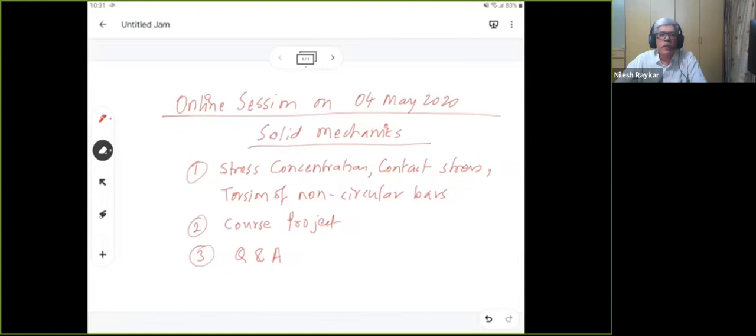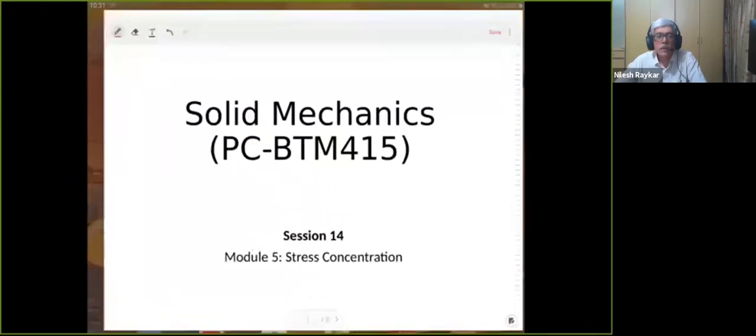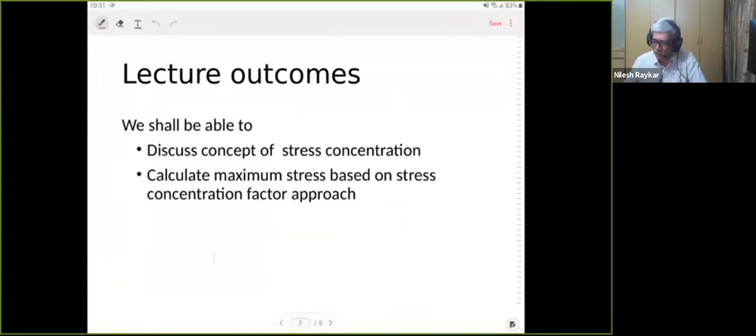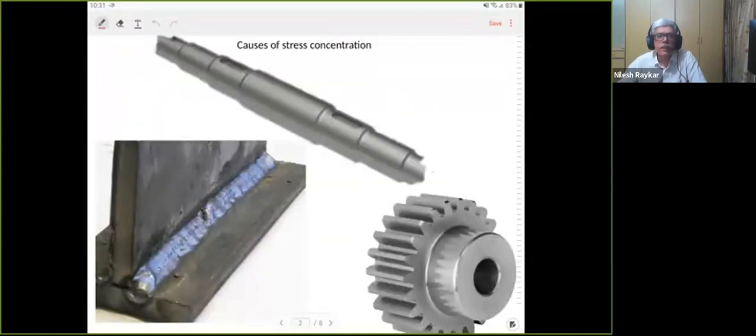So let's begin with the first part, which will be about 5 to 10 minutes, where I will cover the three topics, that is stress concentration, the contact stresses, and torsion of non-circular bars. So let me start with a recap about the stress concentration part. We have seen some examples where the stress concentration occurs.